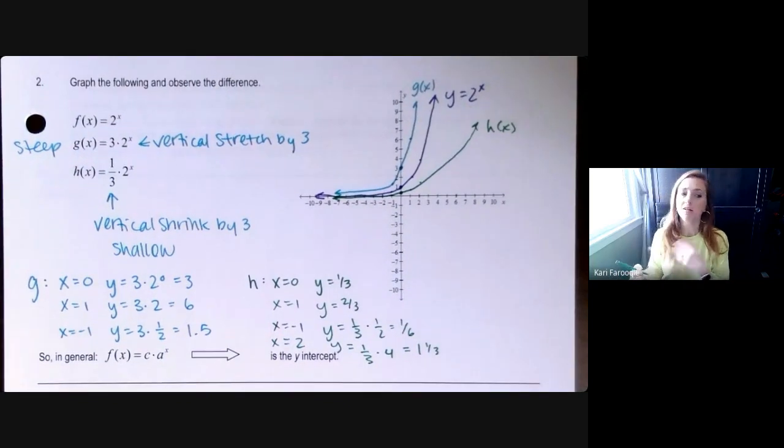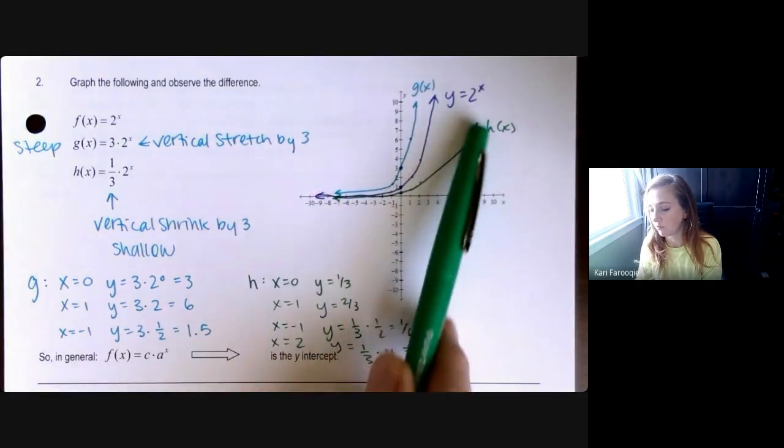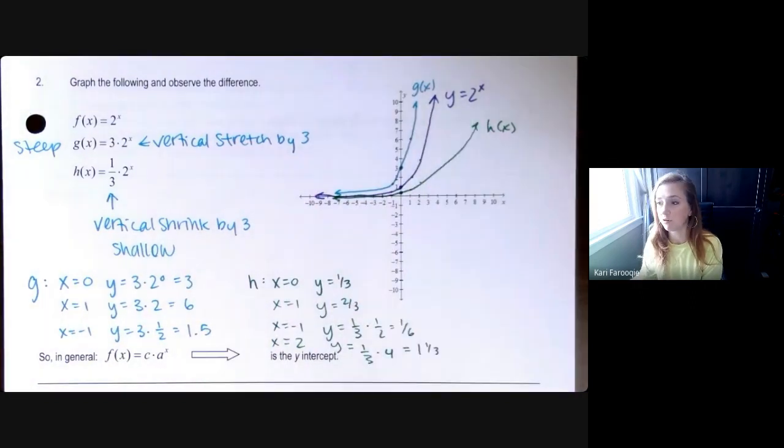But notice that these graphs all still have the same shape. They all have the same behavior. It's just that one of them is getting a lot larger, a lot faster. Another one is doing it very slowly, compared to your standard graph. So that's kind of cool.